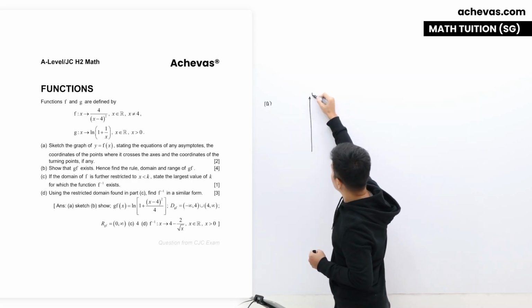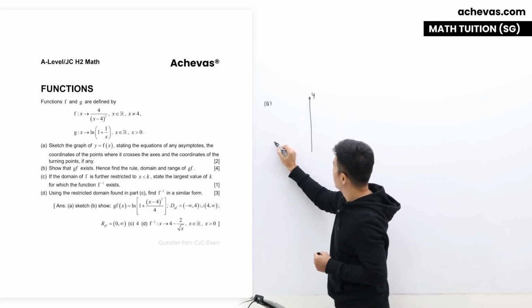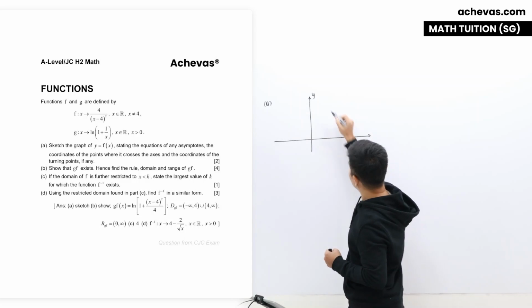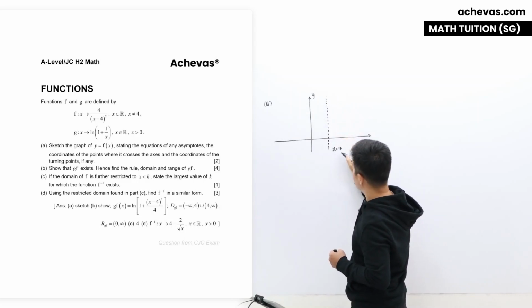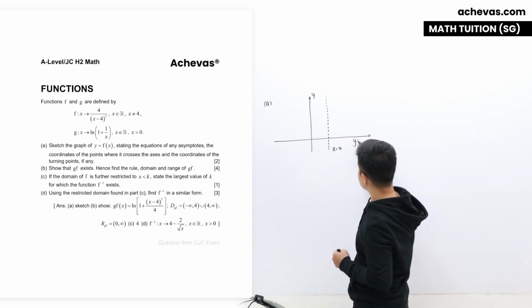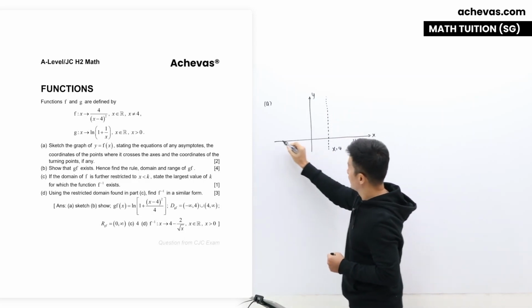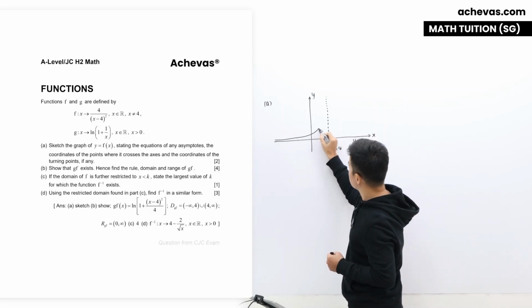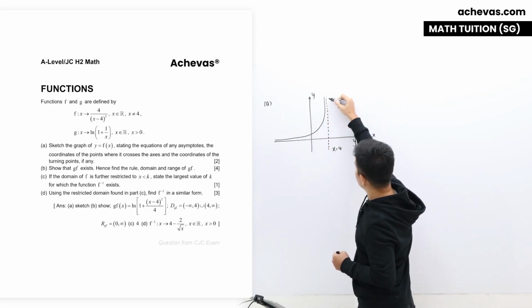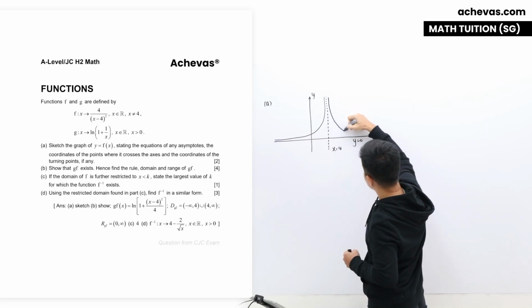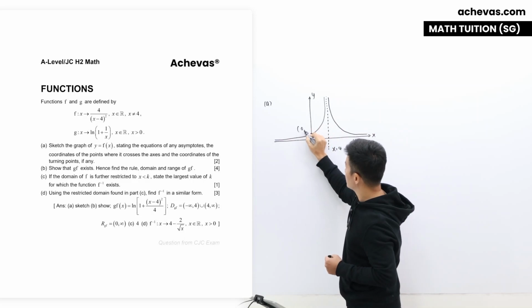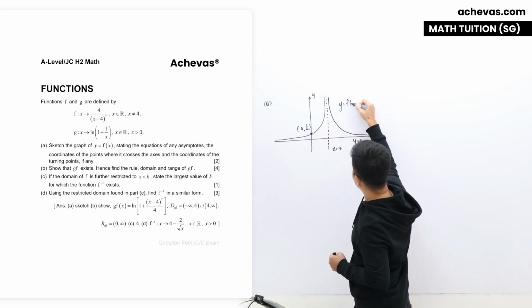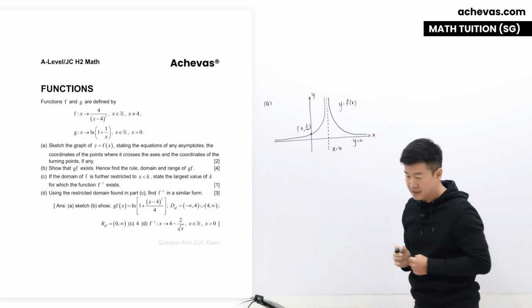I've already plotted this into my graphing calculator, and we have our graph as one with a vertical asymptote x is equal to 4. Let me indicate it. It has a horizontal asymptote y is equal to 0. And the graph will be something that is like this, tending towards the vertical asymptote, and then tending towards the horizontal asymptote. And when x is equal to 0, this point here is going to be (0, 1/4). And this will be our graph of y is equal to f(x).